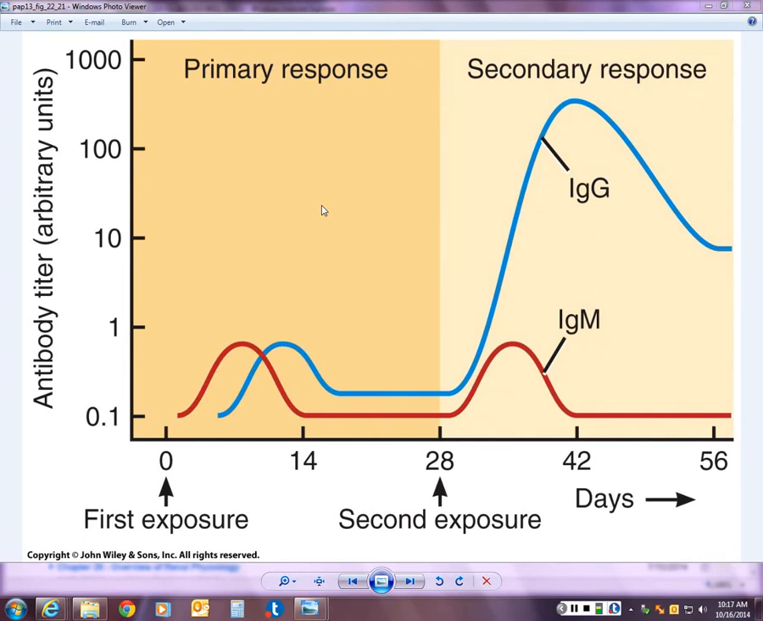In the darker yellow box, you'll see that this details for you the primary response that your body would have in response to its first exposure, at least, to a given antigen. The red line represents the level of IgM. The blue line represents the level of IgG. During the initial exposure at time 0, it takes your body maybe a day or so to begin to try and figure out what some of the antigens look like.